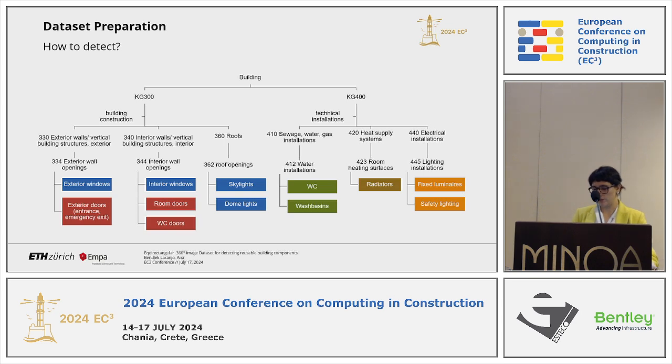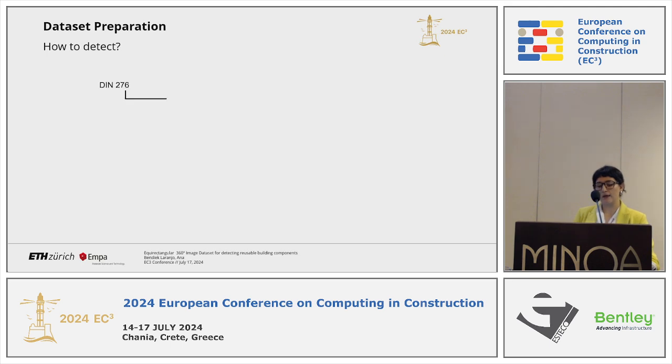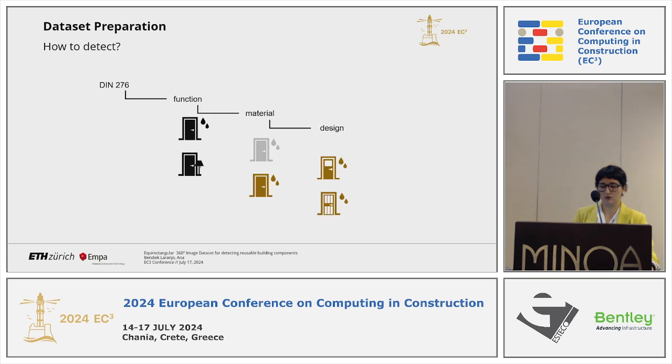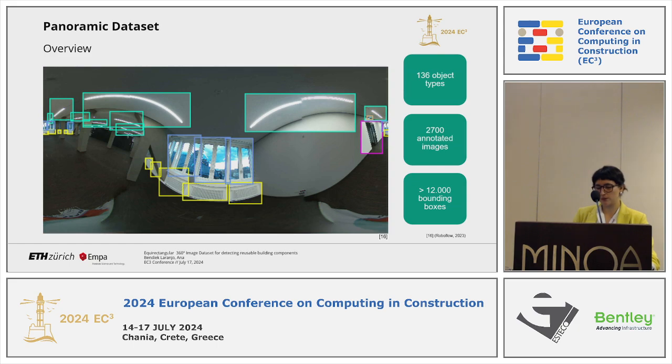That is why in the annotation process, first, we labeled the components according to the structure of the German national standard DIN 276, and then further differentiated according to the function, the material, and the design. The annotation process resulted in 136 different object types, so object classes in computer vision, and after the split into the training, the validation, and the test set, we had a finalized data set of around 2,700 annotated images and more than 12,000 bounding boxes.